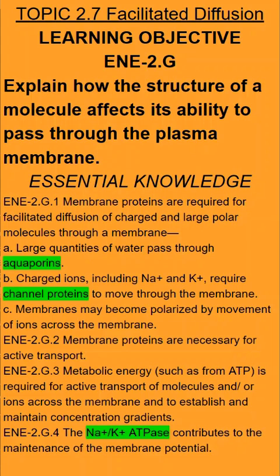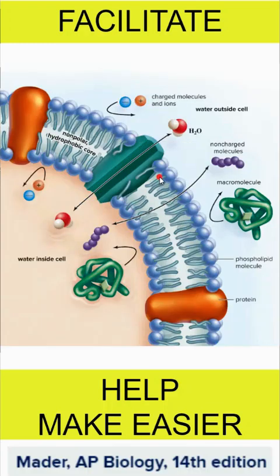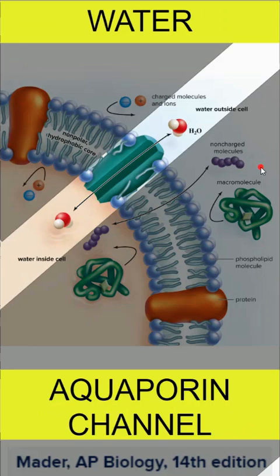All right, so we're going to look at some proteins that are embedded in membranes which help with moving substances across the membrane. To facilitate means to help or to make easier. In this diagram, only small non-charged molecules have free passage through the membrane itself. Everything else would need assistance. Water itself, because it's so small, even though it's polar, some of it will sneak through on its own, but an aquaporin channel will help it move much more quickly across the membrane.